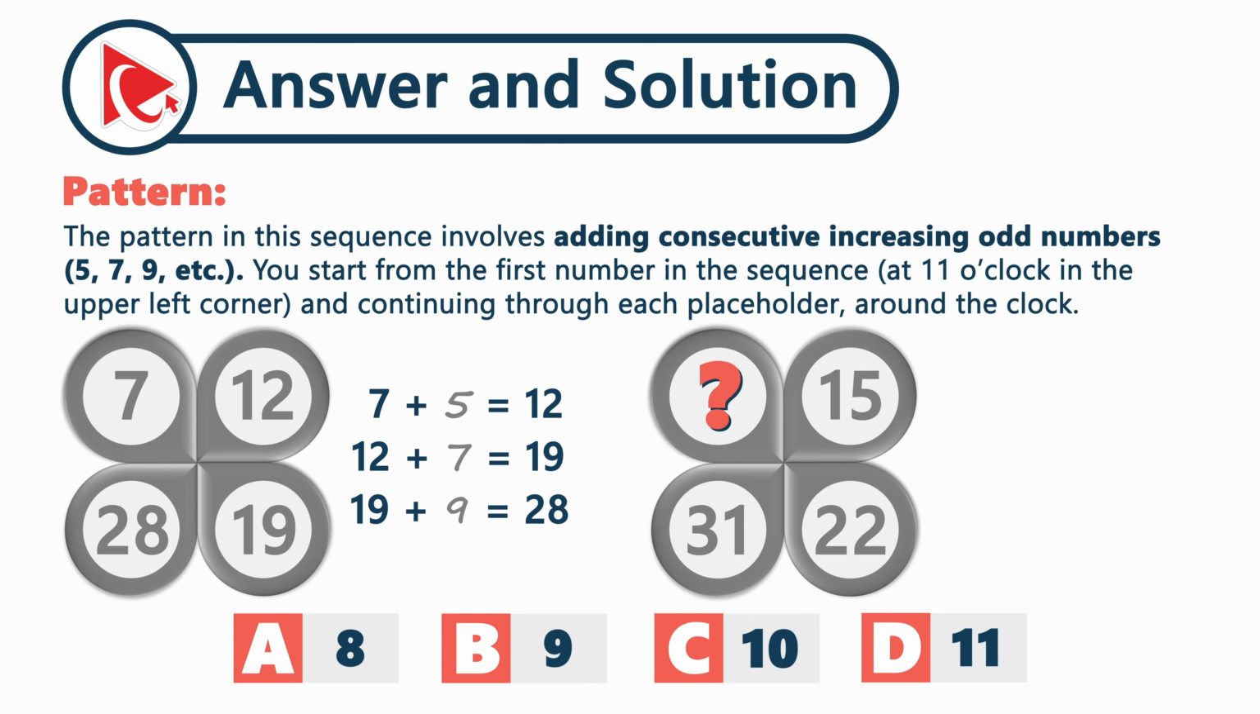Now it's time to look closely at the third shape. As you can see, the starting number is missing. So for calculations, instead of addition, we should use subtraction. 15 minus 5 equals 10. So the correct answer here is choice C, 10.